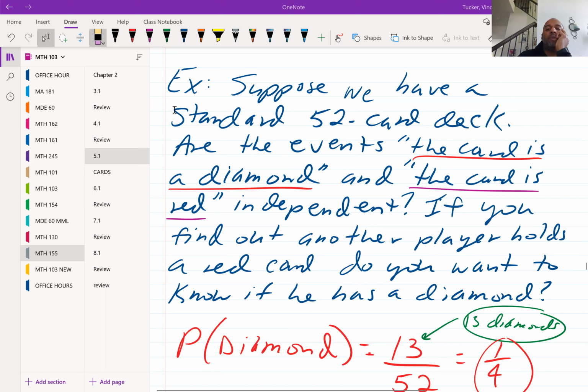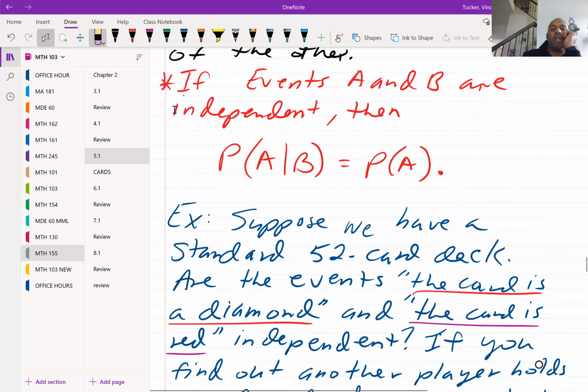All right, so suppose we have a standard 52 card deck. Are the events the card is a diamond and the card is red independent? So basically we want to know, if you find out another player holds a red card, do you want to know if he has a diamond? Does it matter? Because if they're independent, then it doesn't matter. If they aren't independent, then it would be to your benefit to know. So now we're going back to this idea right here.